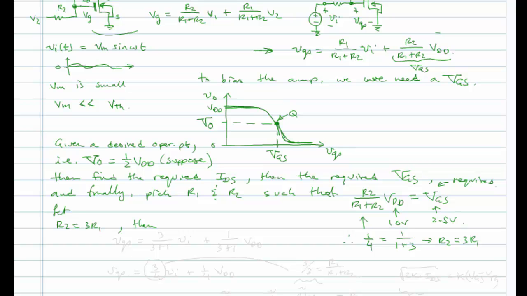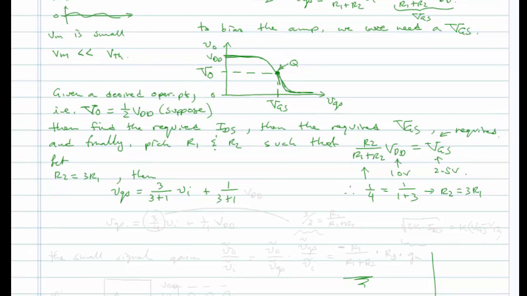Then what do we have? We have VGS is equal to 3 R1 over R1 plus R2, so that's 3 over 3 plus 1. Notice I haven't even picked these values, but it's just the ratios that matter, times VI plus 1 over 3 plus 1 VDD. So we'll have 3/4 times VI plus 1/4 times VDD. Okay?